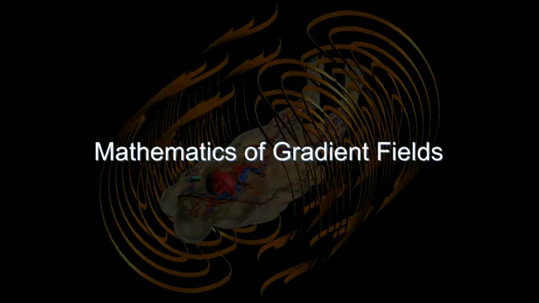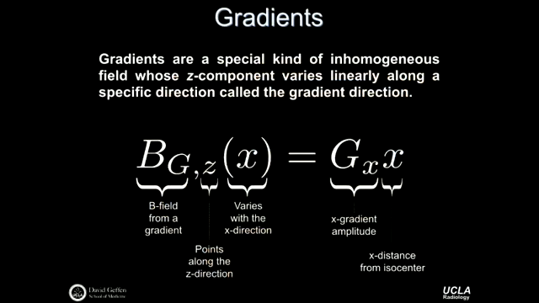Okay, so we've talked qualitatively and a little bit mathematically about what magnetic fields do. Let's work through the mathematics of gradient fields. More specifically, we'll work through some examples, and then we'll probably take our first break. In the Lauer book, they use a nomenclature that is a little bit clumsy at first, but it's complete, which is nice. Importantly, gradients are the special kind of inhomogeneous field whose z component varies linearly along a specific direction that we call the gradient direction.